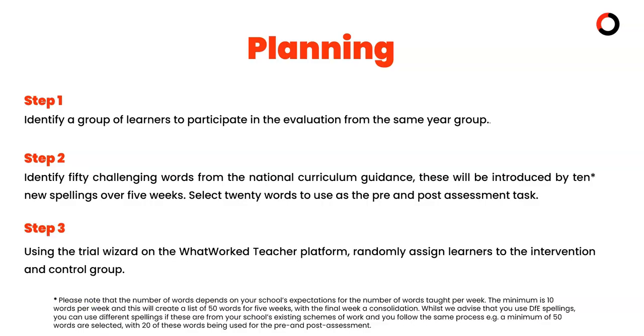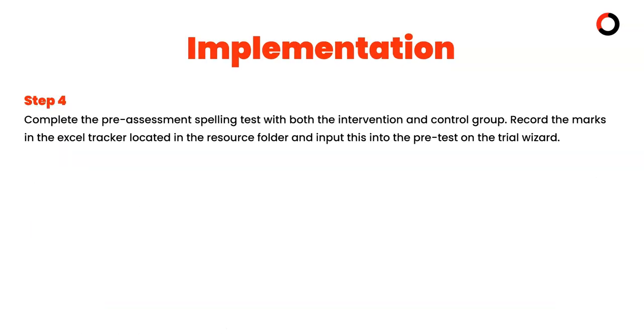Step 3. Using the trial wizard on the What Worked Teachers platform, randomly assign the learners to the intervention and control groups. So moving on to the implementation. You complete the pre-assessment spelling test with both the intervention and the control group. Record the marks in your Excel tracker and then input this into the pre-test on the trial wizard.